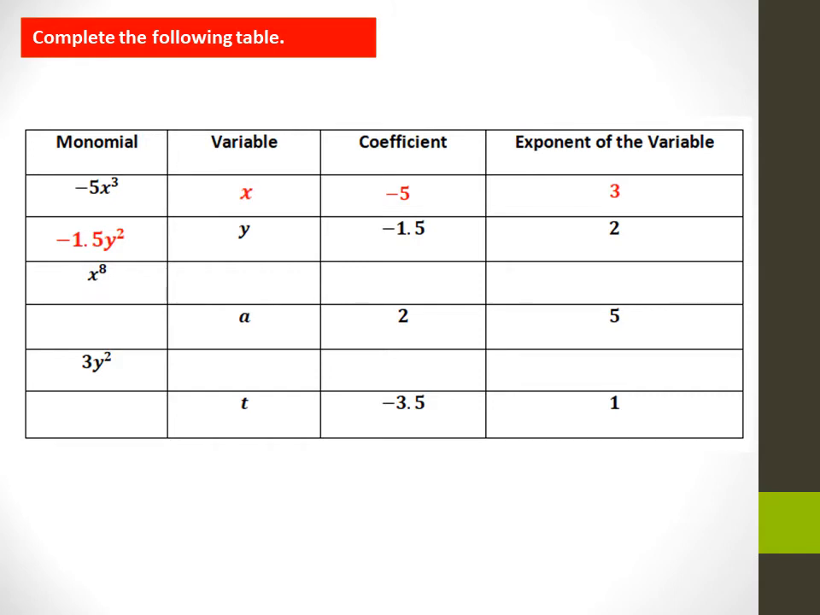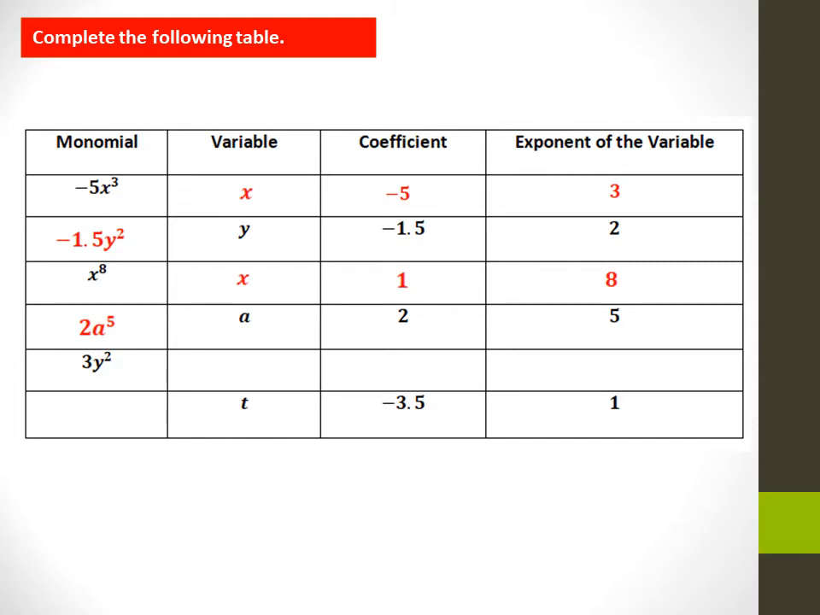The third monomial is x to the power of 8. The variable in this monomial is x. The coefficient is obviously 1, and the exponent of the variable is 8. Now, if the variable is a, the coefficient is 2, and the exponent of the variable is 5, the monomial is 2a to the power of 5.